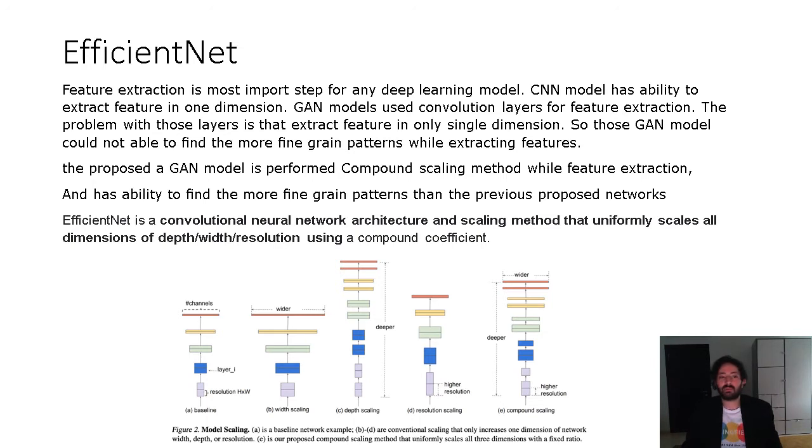So in this paper, for the convolutional layer we are going to use EfficientNet, which is a convolutional neural network architecture and a scaling method that uniformly scales all dimensions, depth, width, and resolution, using a compound coefficient, as shown in the figure from the paper.